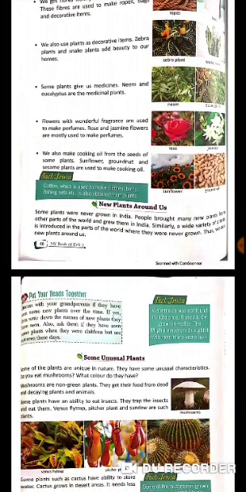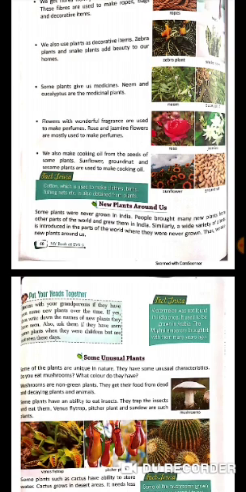We also use plants as decorative items. Zebra plant and snake plants add beauty to our homes. Some plants give us medicine. Neem and eucalyptus are medicinal plants. Some plants have medicinal qualities and are used in medicines. Some examples are neem, turmeric, eucalyptus and so on. Aloe vera can also be a medicinal plant.